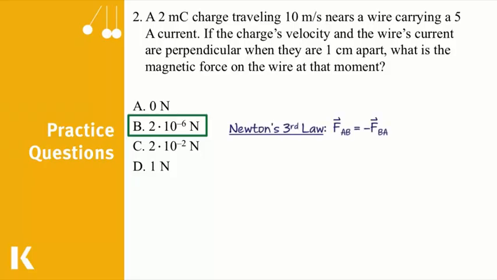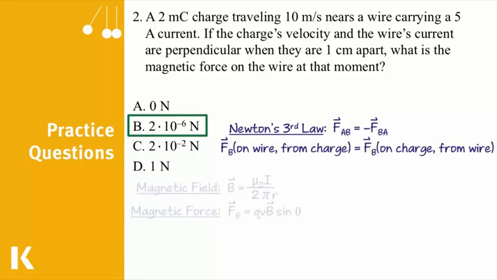If the source of magnetic field is exerting a magnetic force on a moving charge, then that same force is being felt by the source of the magnetic field in the opposite direction. So by calculating the force on the charge, we also calculate the force on the wire. Since this is a straight wire, and we do not have our donut-shaped circular loop of wire, we do have pi in our magnetic field equation.